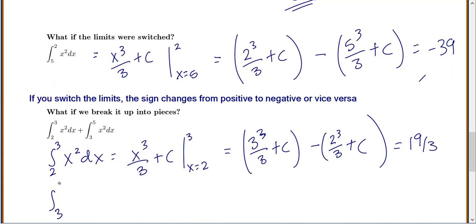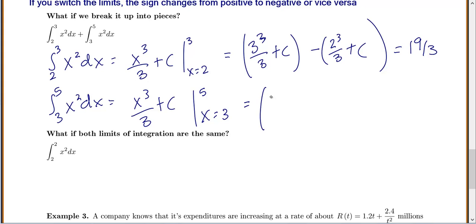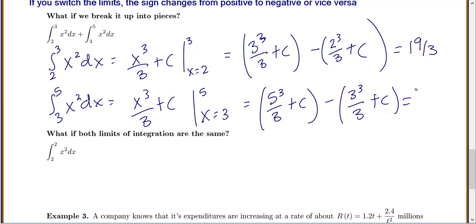Now let's do our second piece. So the integral from 3 to 5 of x squared dx. Again, our antiderivative is x cubed over 3 plus c. And we need to evaluate from x equals 3 to 5. So we plug in the top first, 5 cubed over 3 plus c, minus, and plug in our bottom, 3 cubed over 3 plus c. This will give me 98/3.